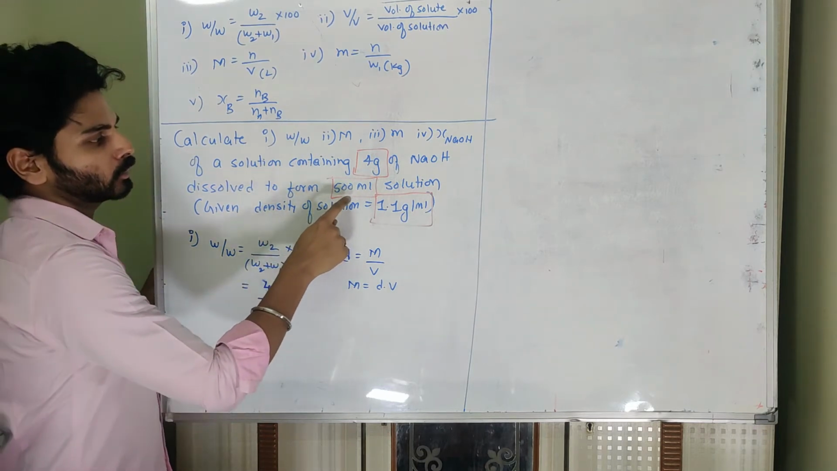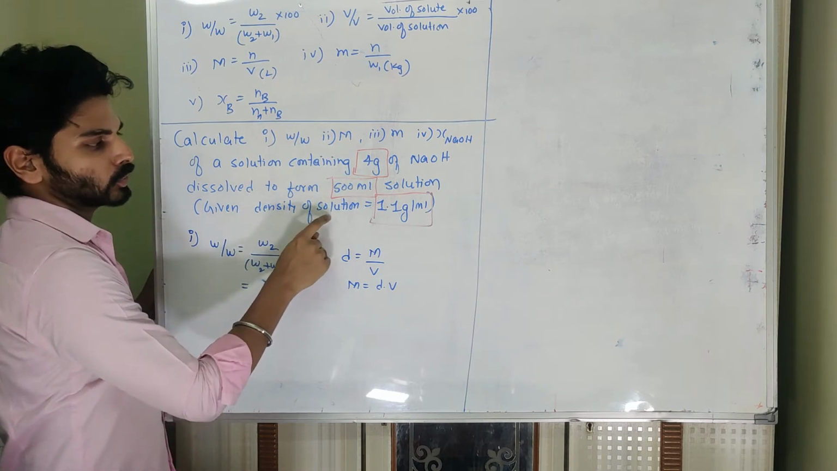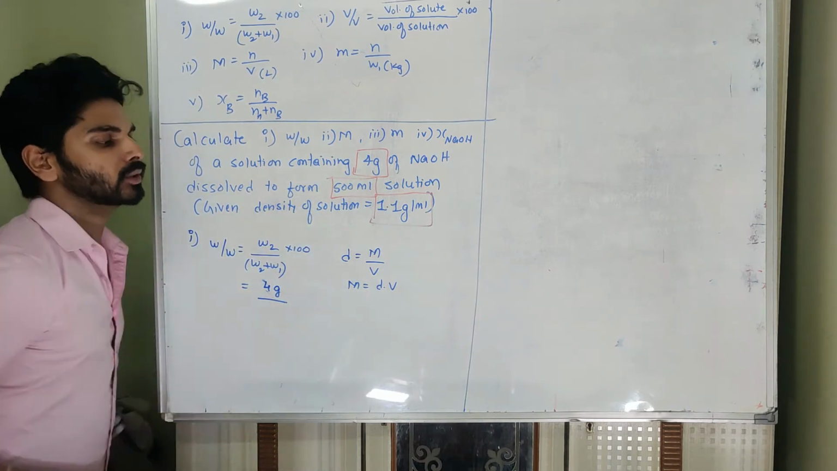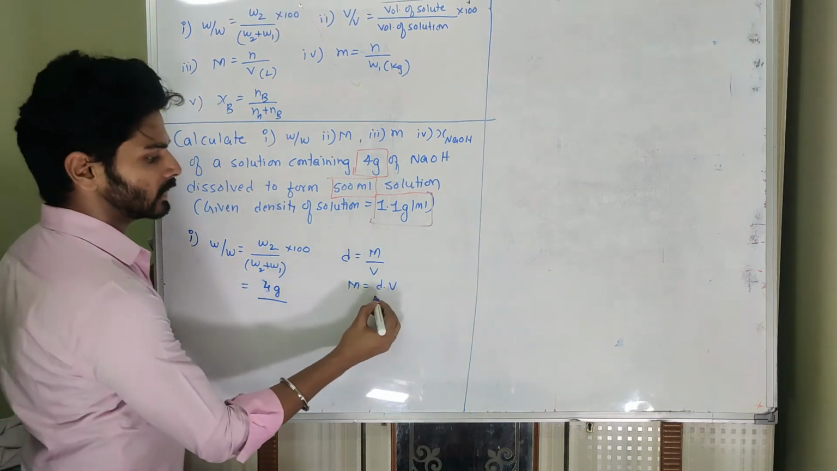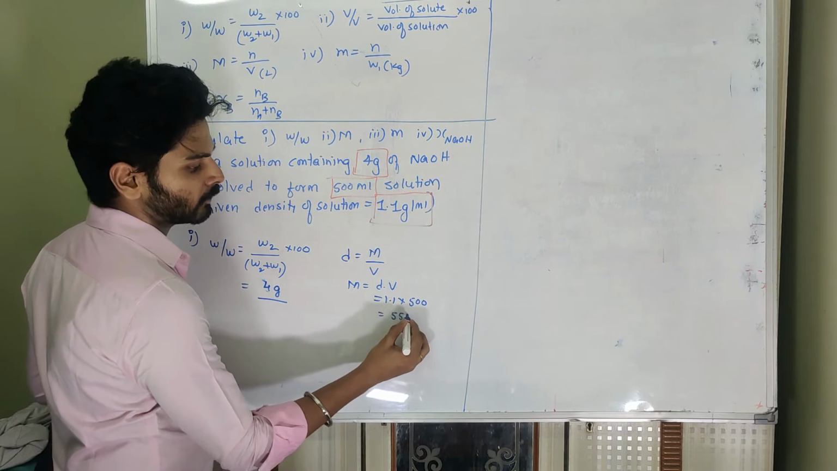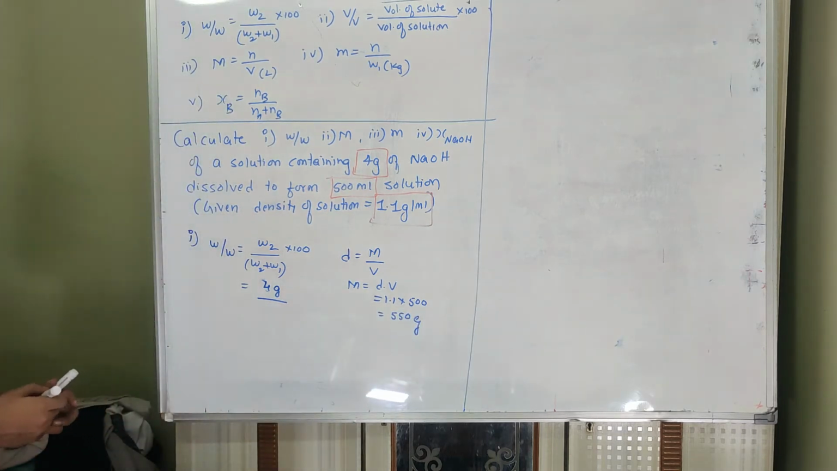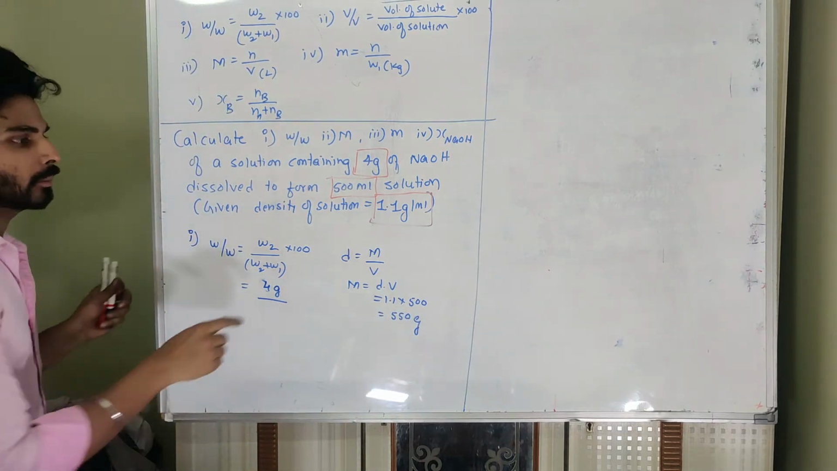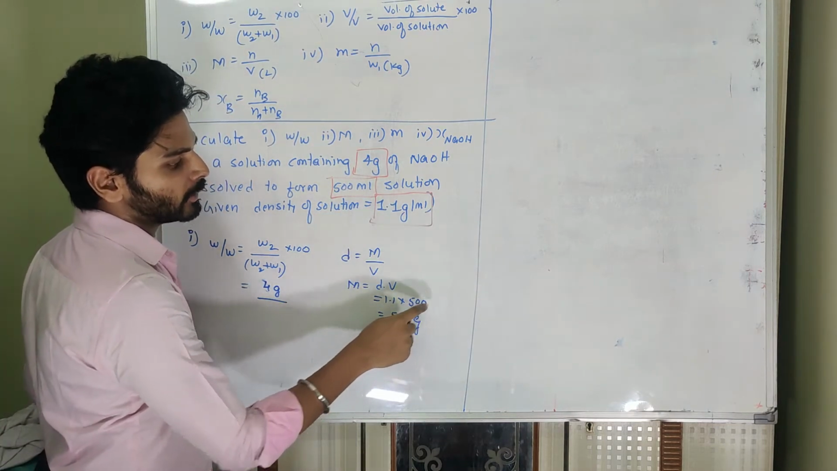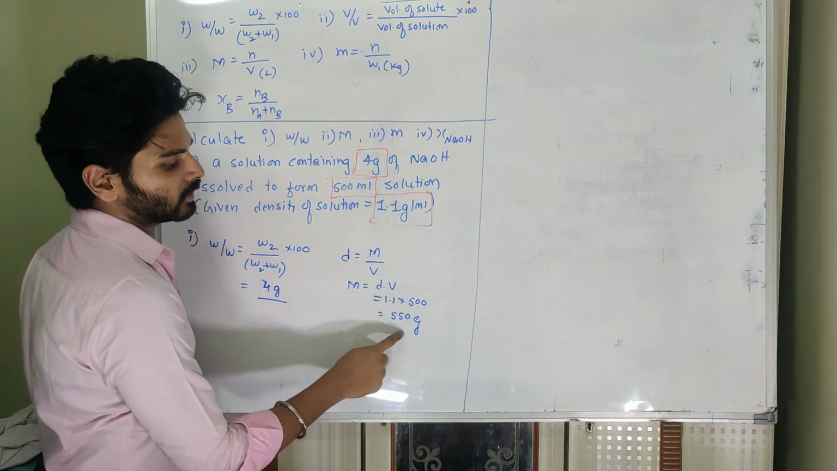Remember, volume and density of the solution is given. Here we need mass of the solution, so then we can use this formula. So density is 1.1 and volume is 500. This becomes 550 gram. Why it is 550 gram? Because density is gram per ml and 500 is ml. So ml will get cancelled and you will get 550 gram.